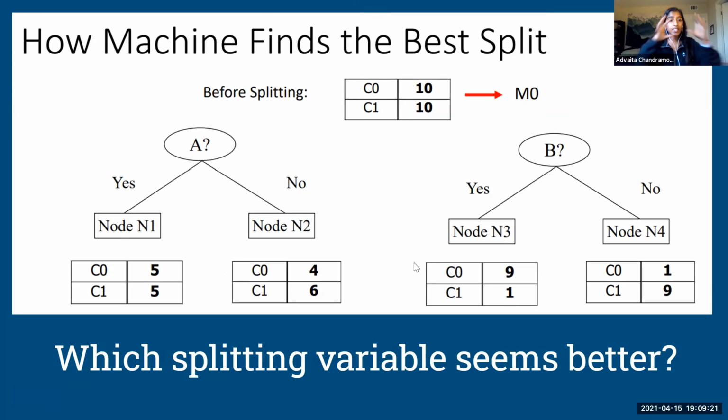Essentially, when it asks a question and gets a yes or no answer, it wants all the data in the yes node, as we can see for example here, N1, to look the same, and all the data in the no node to look the same, because that means the question was good. It was a really good question if you can ask it of the data and it splits the data accurately.